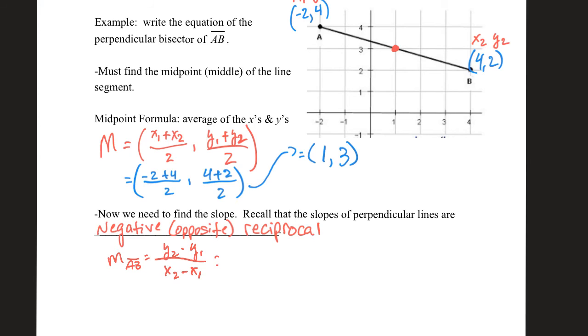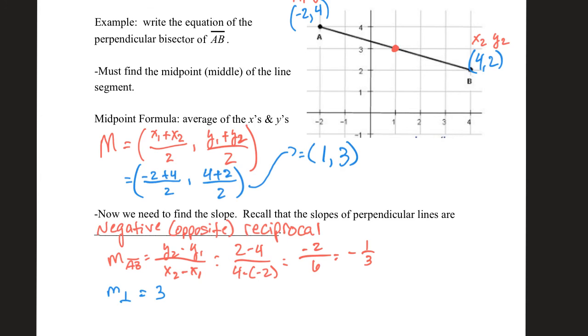And then we're going to go here and just plug in y2 is 2 minus 4 divided by 4 minus a negative 2. So 2 minus 4 is negative 2. 4 minus a negative 2 turns into 4 plus 2, which is 6. So negative 2/6 turns into negative 1/3. So that is my slope for AB. Therefore, my slope of my perpendicular line needs to be the opposite, which is a positive, and reciprocal of 1/3 is 3. So positive 3.